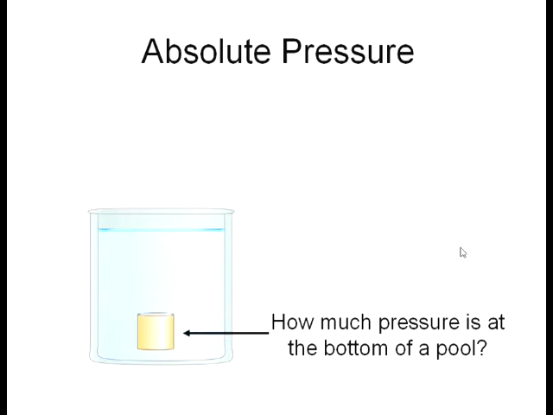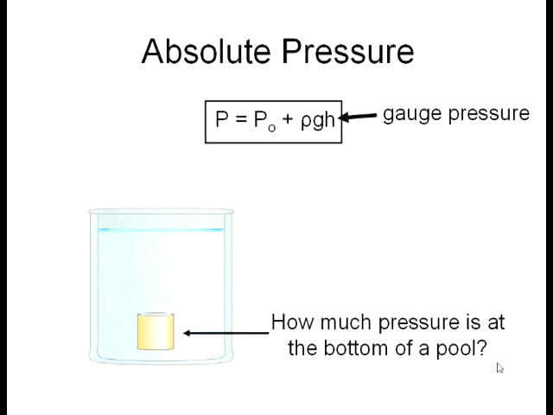This concept is called absolute pressure. How much pressure is down at the bottom of the swimming pool? The absolute pressure is the pressure at the bottom of the pool plus the air pressure of all the air that's above this. So the rho g h is coming from the water that's above the object, and the atmospheric pressure is coming from 15 miles of air that's above the object.